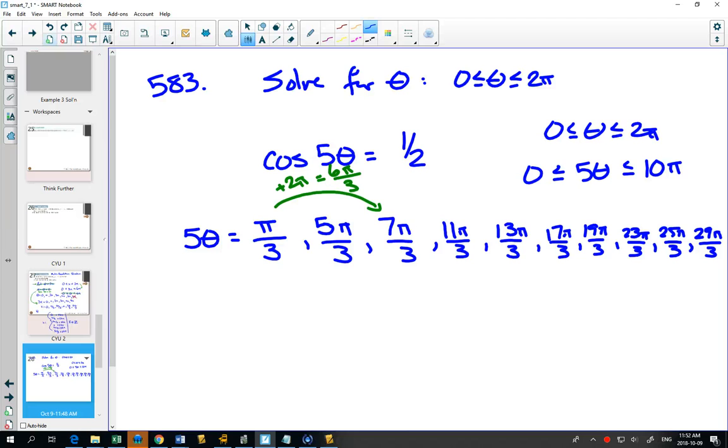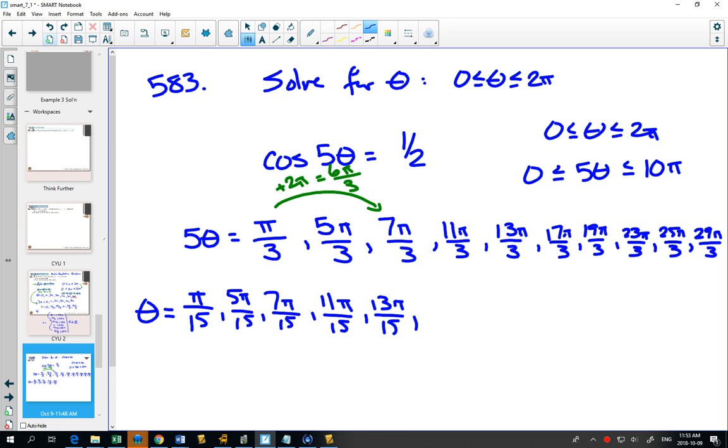And so you will get theta equals pi over 15, 5 pi over 15, 7 pi over 15, 11 pi over 15, 13 pi over 15, 17 pi over 15, 19 pi over 15, 23 pi over 15, 25 pi over 15, and finally 29 pi over 15. And all 10 of those answers for theta are between 0 and 2 pi. Isn't that nice?